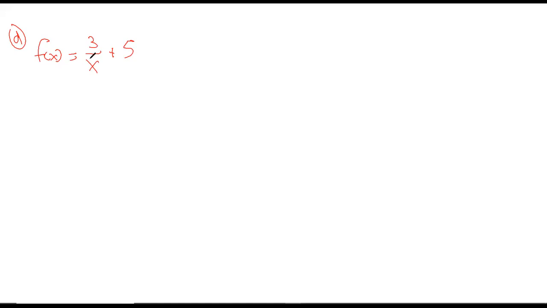So this is still a rational function because it's got a variable in the denominator. It's a fractional function, in other words. But it's not as simple as the last one because we have 3 and 5 in here, and the 5 is separated. But that doesn't matter. We're still going to go through the 4-step process. So first, rewrite the f of x as y. So that's y equals 3 over x plus 5.